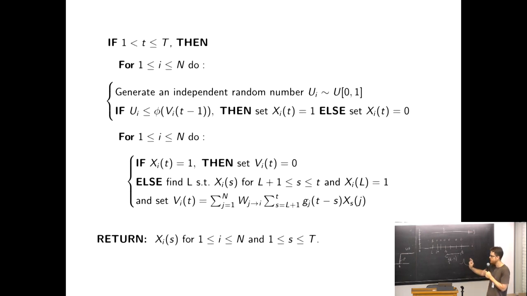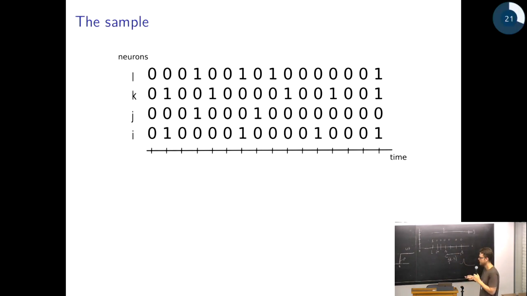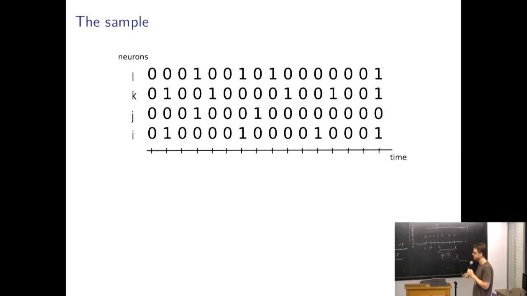Just to give you a very simple code of the GL model, okay? So by doing this, of course, what we have is an object like this. If I had simulated, let's say, four neurons for a given time, we can think of it as a matrix of zeros and ones, of entries of zeros and ones, okay?